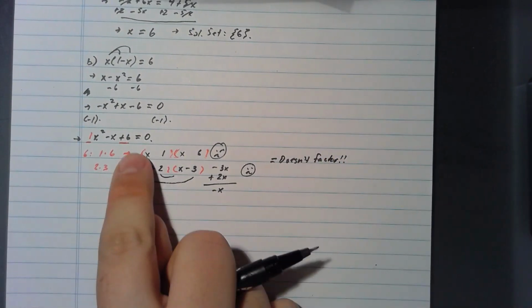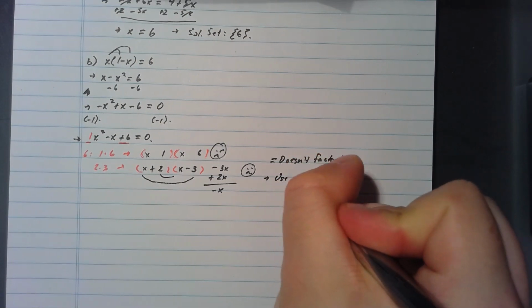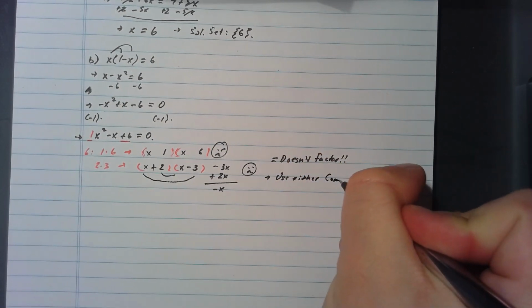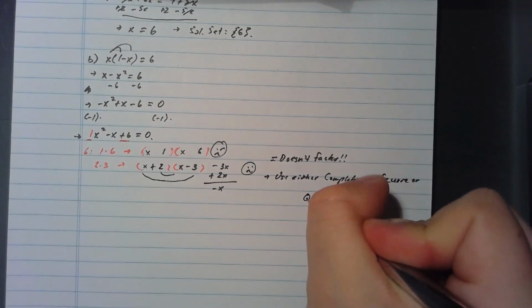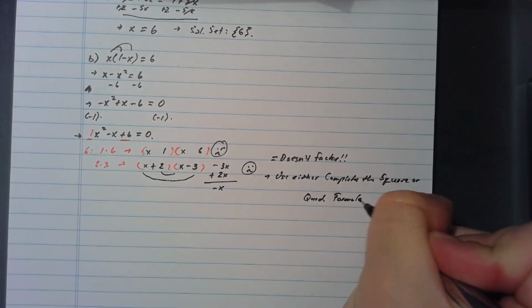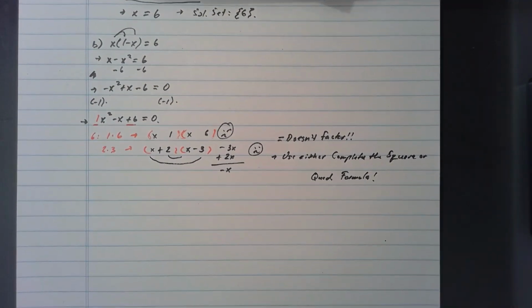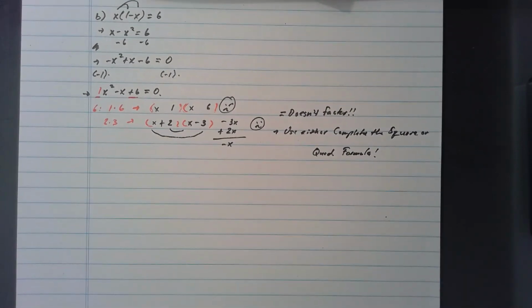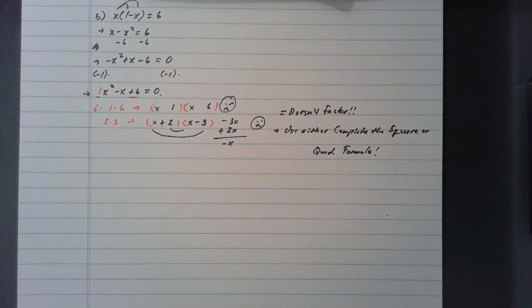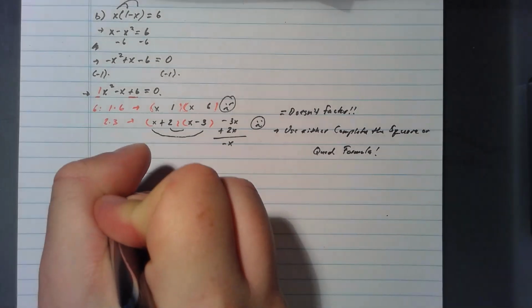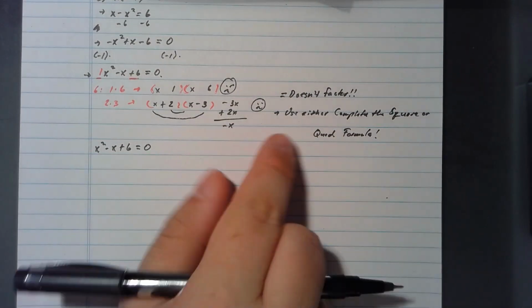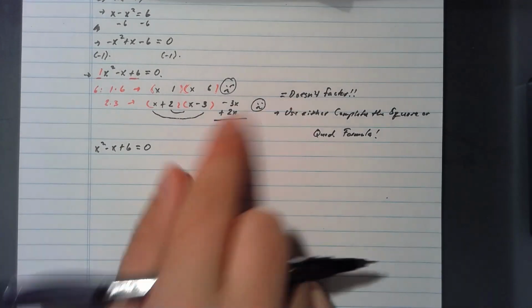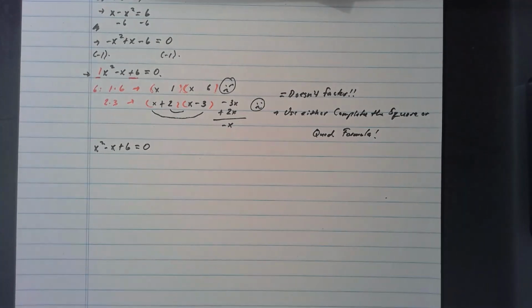So it doesn't factor, which means I have to use either completing the square or the quadratic formula. Either one. I am going to do completing the square because I think you guys need more practice with that. That's my opinion. Because I know that this doesn't factor, my solutions here are going to be complex solutions. They're going to be imaginary complex numbers because it doesn't factor.